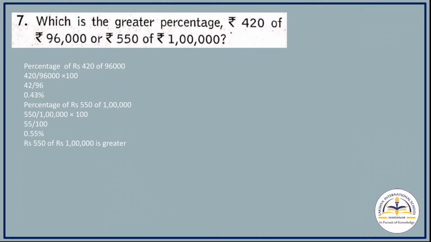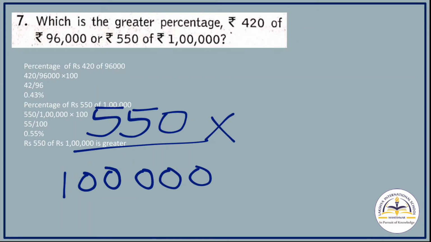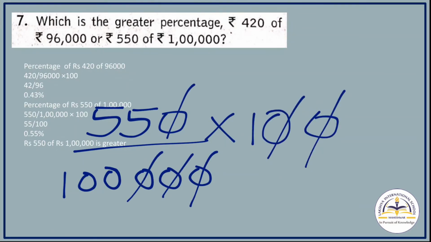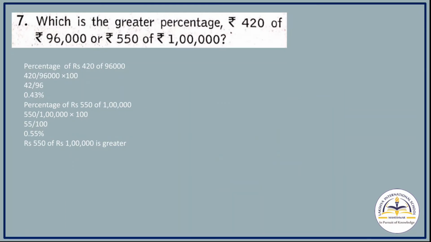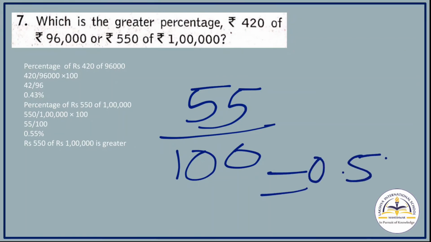Now next we will find out the percentage of rupees 550 of rupees 1 lakh. So 550 by 1 lakh into 100. 55 by 100. 55 by 100 means 0.55%. So 0.55 or 0.43, which is greater, that is 0.55. It means the percentage of rupees 550 of 1 lakh is greater.